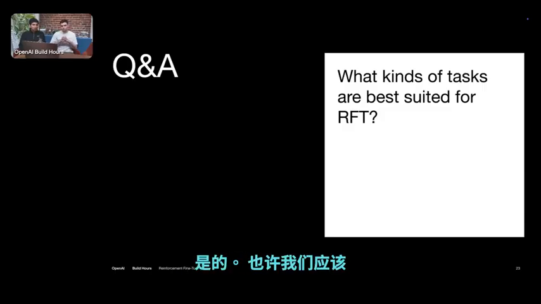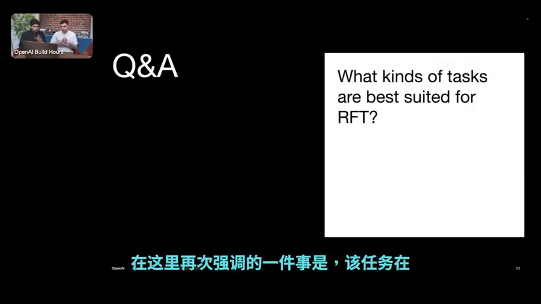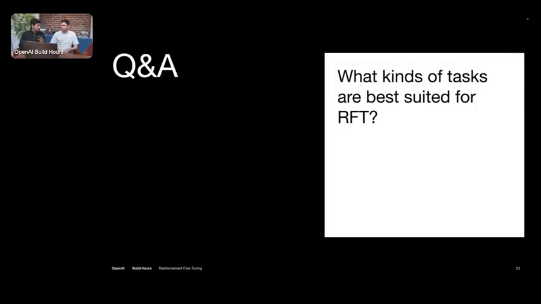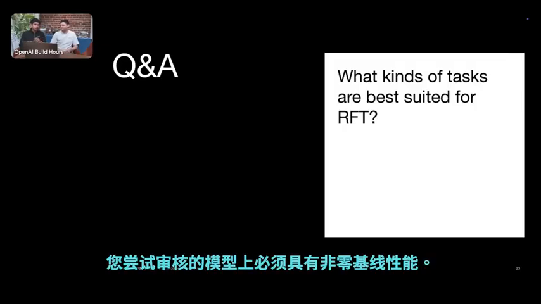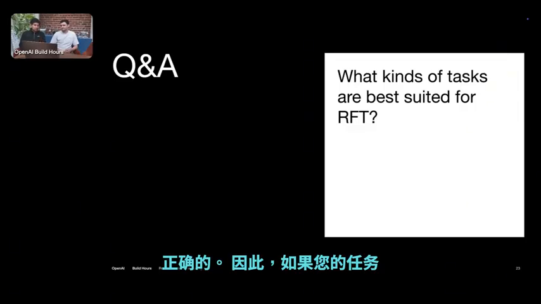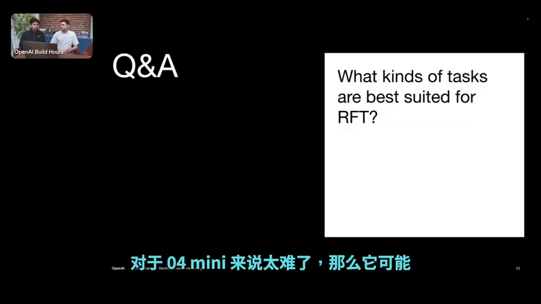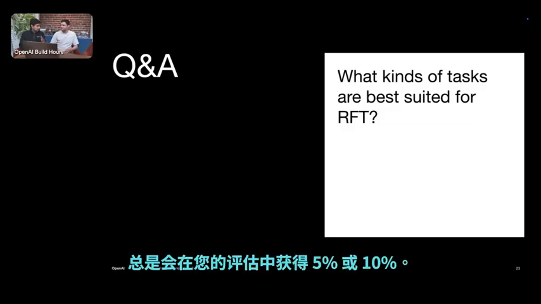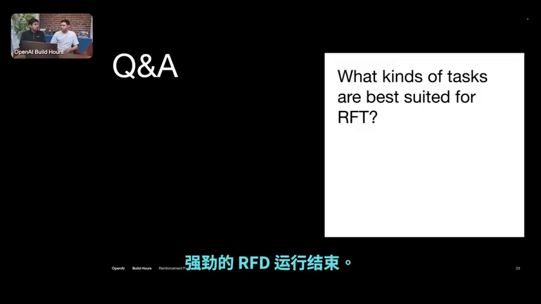Yeah, and one thing worth saying again here is that the task must have non-zero baseline performance on the model you're trying to RFD. So if you have a task that's too difficult for O4 mini and it always gets 5% or 10% on your eval, it's probably not going to end up with a very strong RFD run.